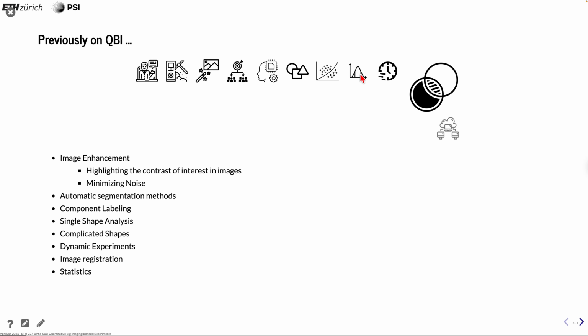Then came the part with statistics, trying to make sense out of our data, because otherwise we only have a bunch of tables which don't make much sense. Last week I was talking about time series experiments and some ideas how to work with those. And that brings us to today's lecture, which is also a higher dimensional data set.